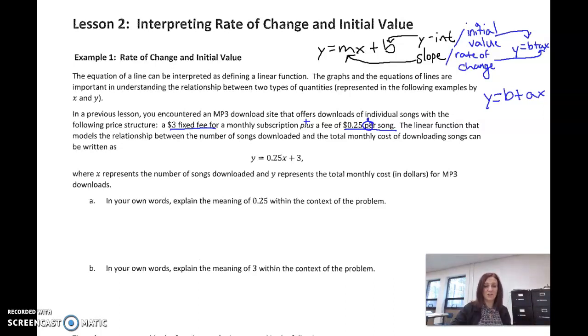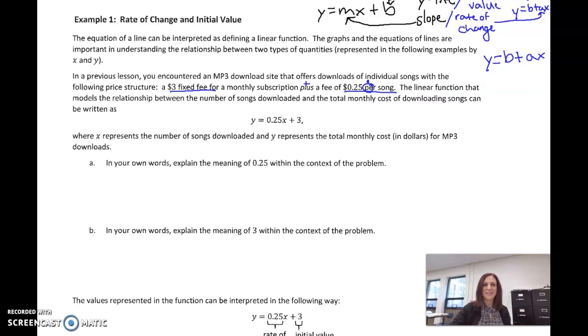So the linear function models the relationship between the number of songs downloaded and the total monthly cost. So our cost is going to equal 25 cents times the number of songs plus 3, our monthly fee. All right, so x represents the number of songs downloaded, y represents the cost in dollars. So in your own words, explain the meaning of 0.25 within the context of this problem.